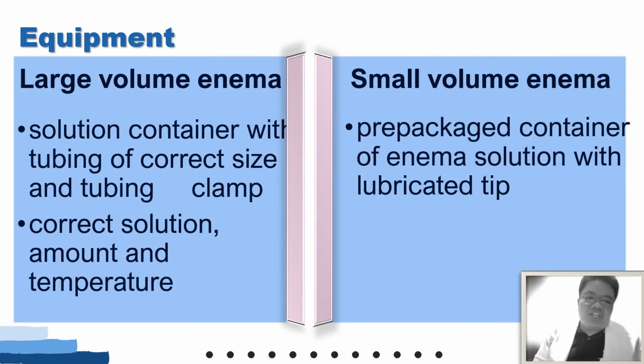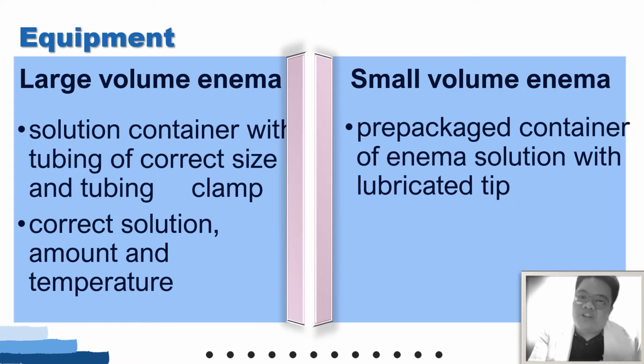Now, for your large volume enema, students, you would need a solution container with tubing of correct size and tubing clamp. Then you need to have the correct solution, the amount, and temperature. Class, for your enema, you don't want it to be very cold. If it's cold, dear students, it would cause cramping. It would be very painful on the part of the patient. So the best answer, if you will be asked what the temperature should be, is room temperature.